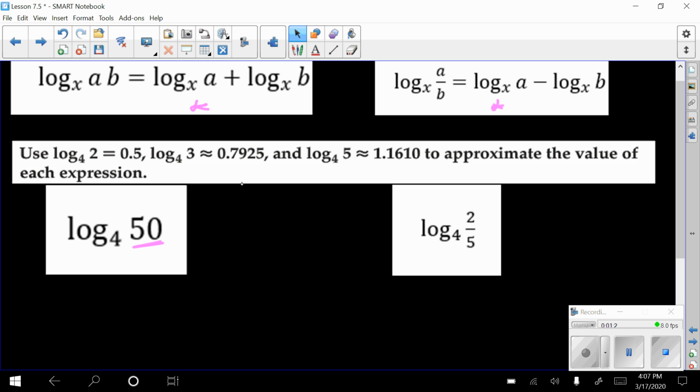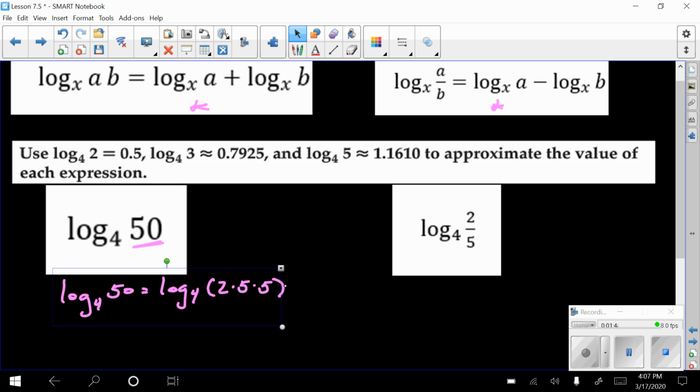When I look at this enough, I'm going to say 5 times 5 times 2 is the same thing as 50. You just have to play around to figure out how to get 50 out of these three numbers. So I can rewrite log base 4 of 50 as log base 4 of 2 times 5 times 5. 5 times 5 is 25, times another 2, that's 50. Now you can see I've got a 2 and a 5 involved.